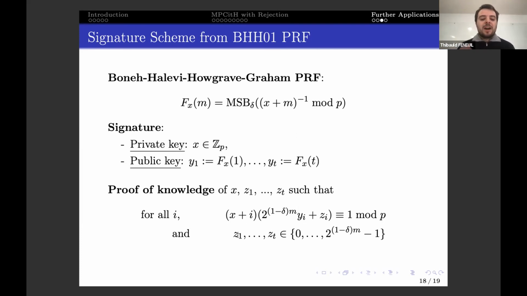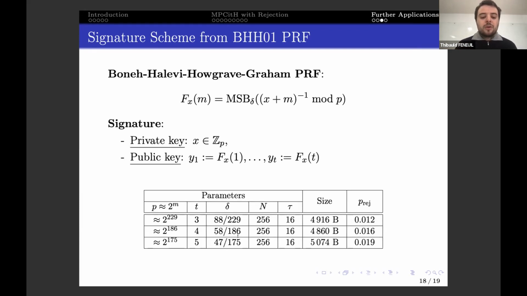And we will select our signature parameters so that it is secure with the slack against the known attacks against the PRF. The resulting signature size of our scheme is around 5 kilobytes, which is competitive with the current state of the art of MPC-in-the-head based signatures like Rainier.